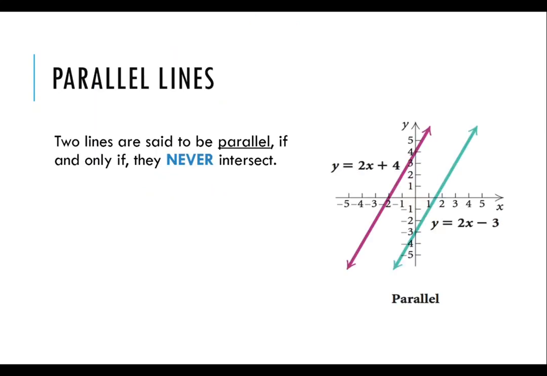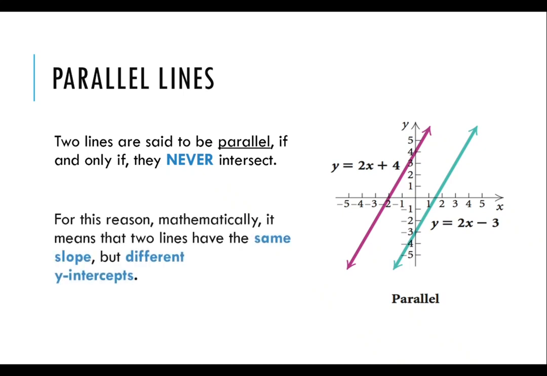Two lines are said to be parallel if and only if they never intersect. That's what we mean by parallel. They never ever touch. Now, there's another way to interpret what we mean by parallel considering the slopes. Since they'll never ever touch, that means they have to change at the exact same rate all the time. And so two lines being parallel also means that the slope has to be the same.